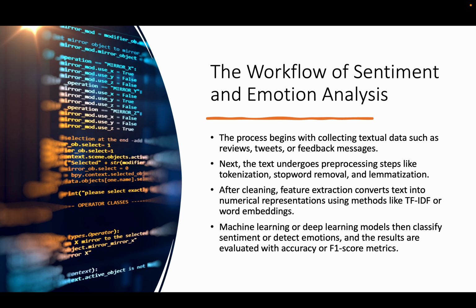Third, feature extraction transforms text into numerical vectors that can be processed by algorithms using methods like TF-IDF, word2vec, or BERT embeddings. Fourth, classification models, whether machine learning or deep learning, analyze these vectors to predict sentiment or emotion categories. Finally, evaluation measures how accurately the system performs using metrics like accuracy, precision, recall, and F1 score.